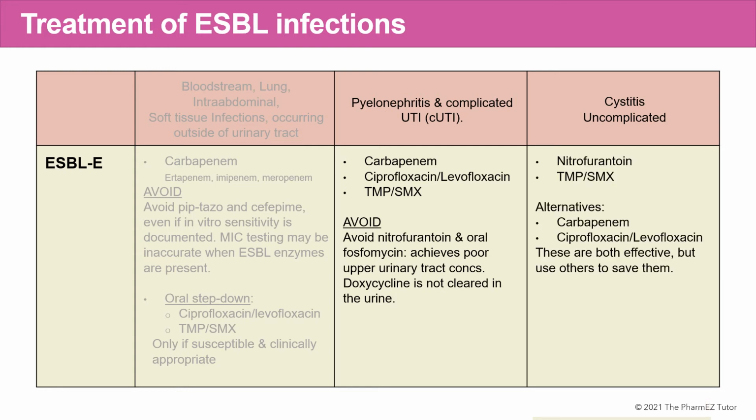For uncomplicated cystitis, the drugs of choice are either nitrofurantoin or trimethoprim sulfamethoxazole. We can use carbapenems or quinolone in these cases, but we want to save them for the other indications.